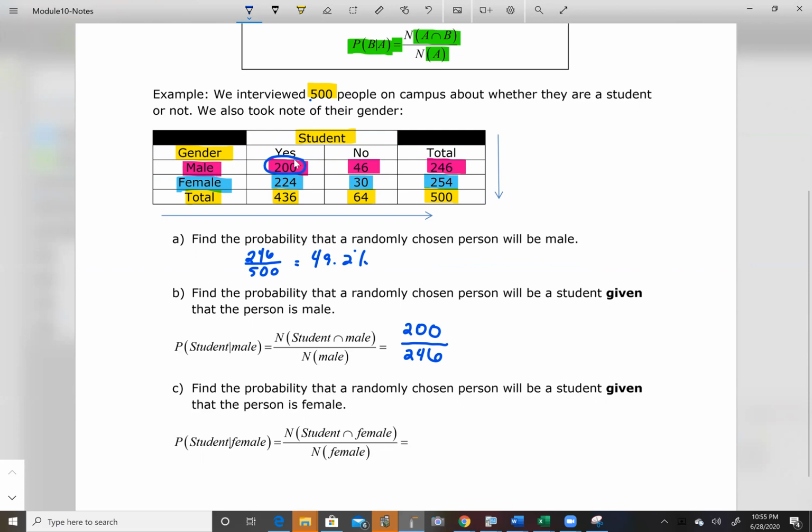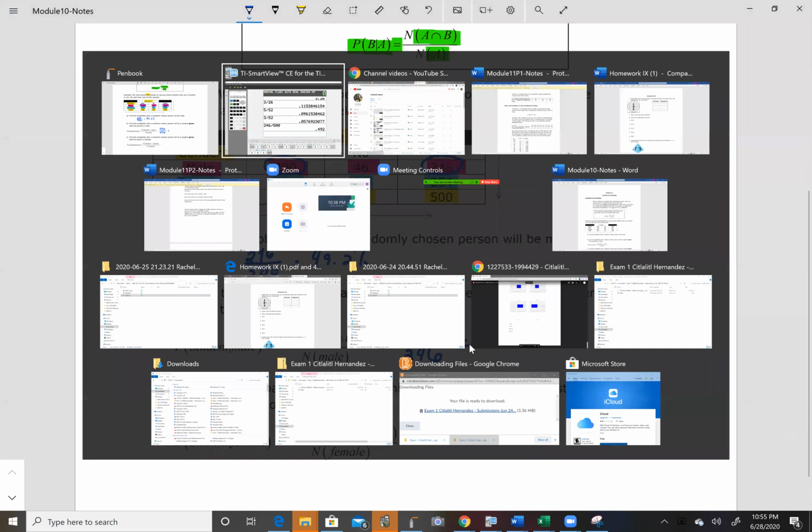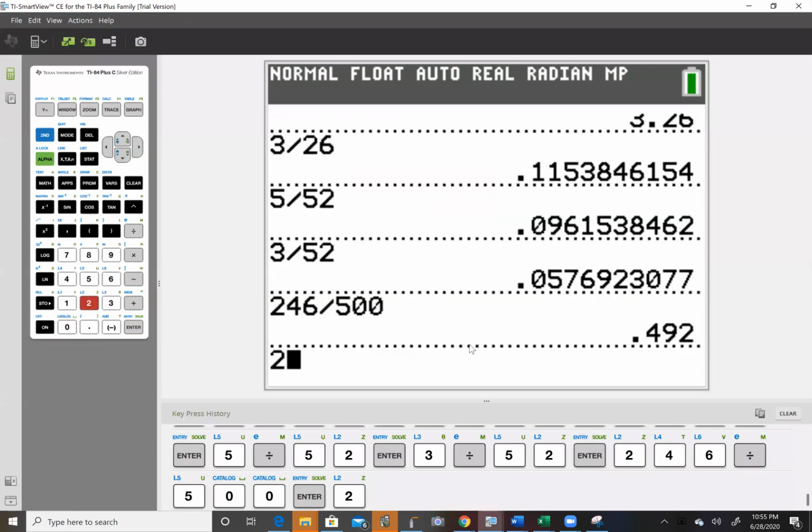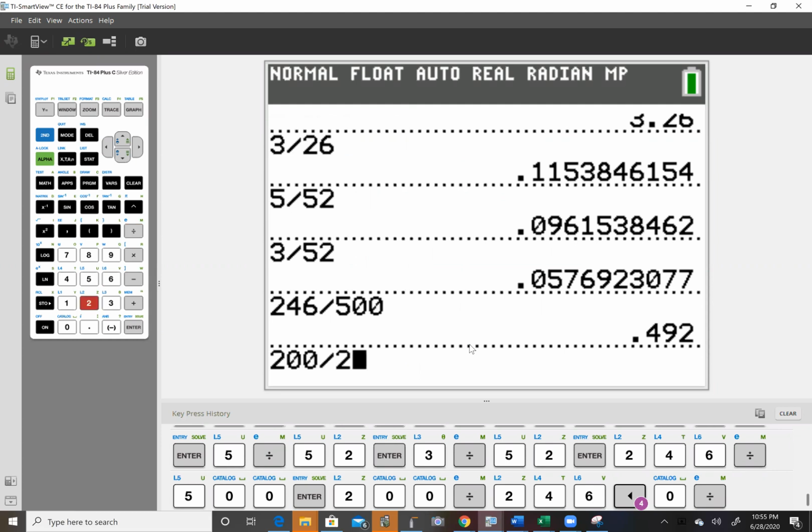That is a male student. That is a male who is also a student. And then this, we already knew that it was going to be a male going into this. Say we knew we were picking from a hat that only had male names, so our denominator is going to be 246. So here, the probability is going to be 200 divided by 246. I always have trouble with those double digits. 0, 2, 4, 6.